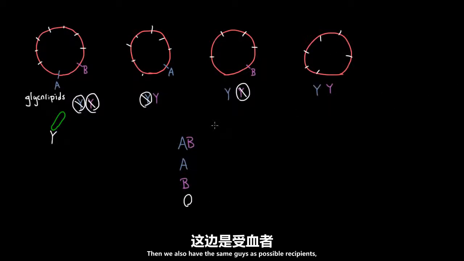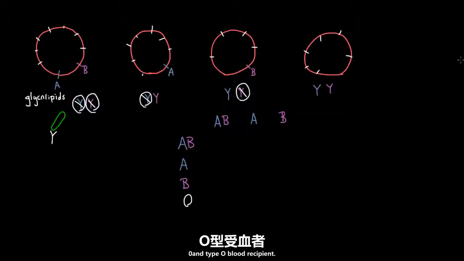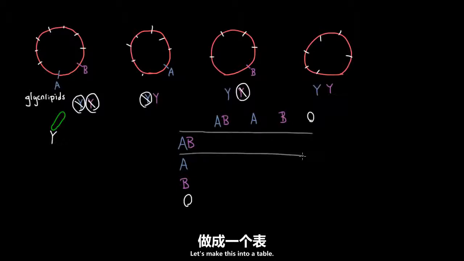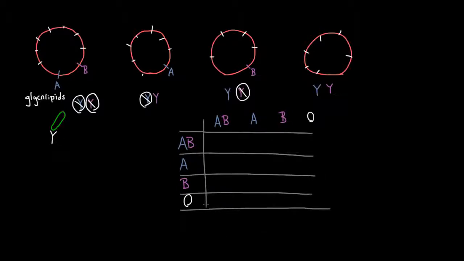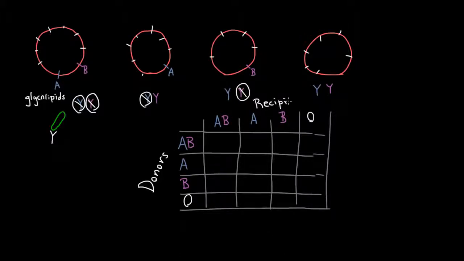And then we also have the same guys as possible recipients. So we have type AB blood recipient, type A blood recipient, type B blood recipient, and type O blood recipient. And let's make this into a table. Okay, so here are our donors, blood donors, and here are our blood recipients.